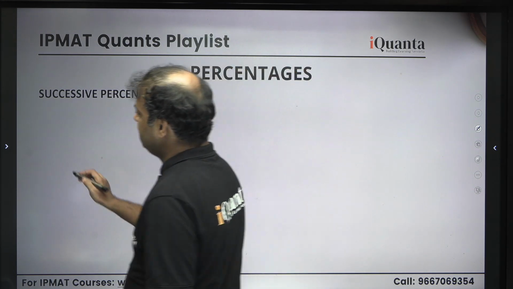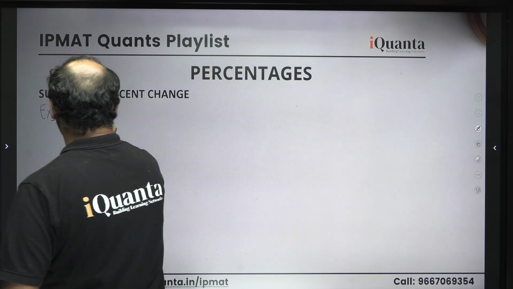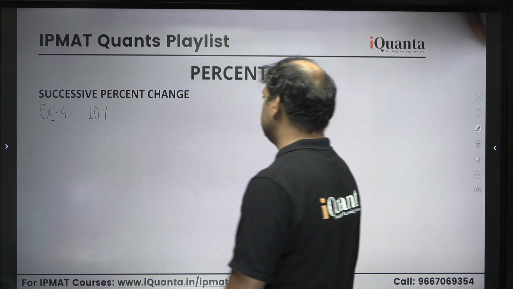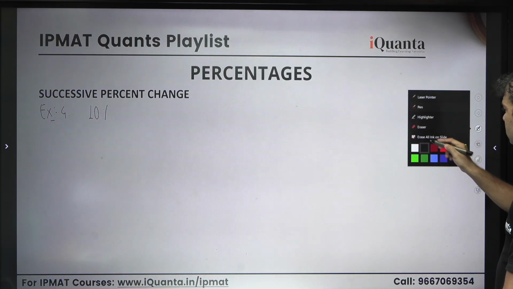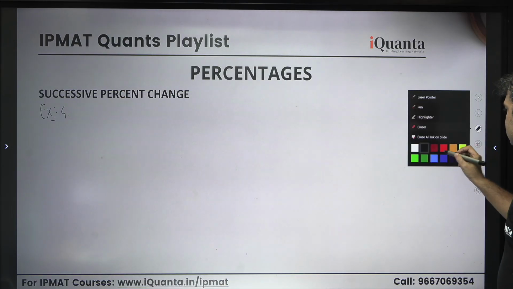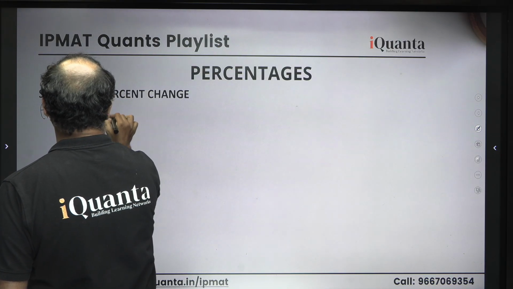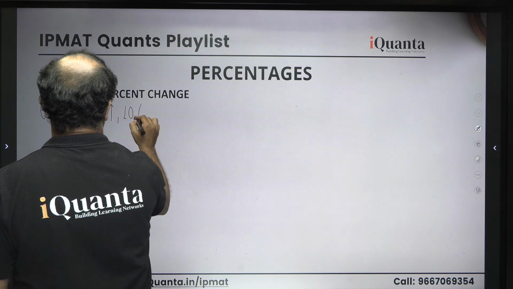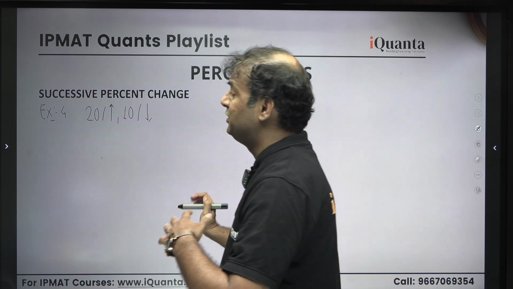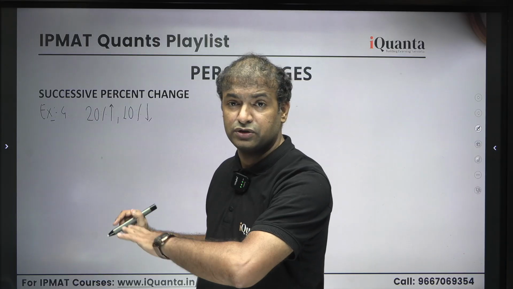Now guys, let's say I'm taking an example again, where a value is first increasing by 20%, and then it is decreasing by 10%. Now we need to find the overall percentage change in this particular example. Again, I'll not use the formula right now. I'll just do the assumption method.